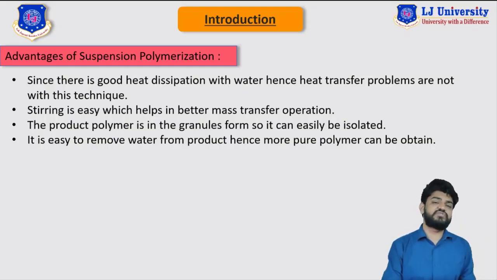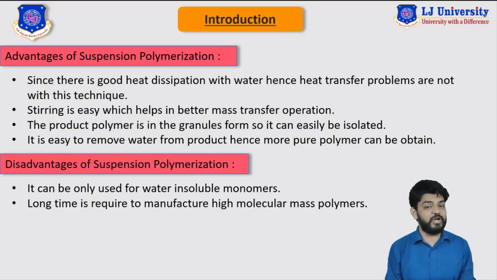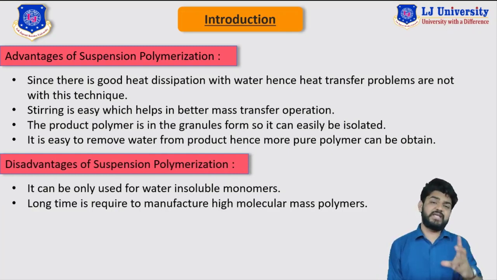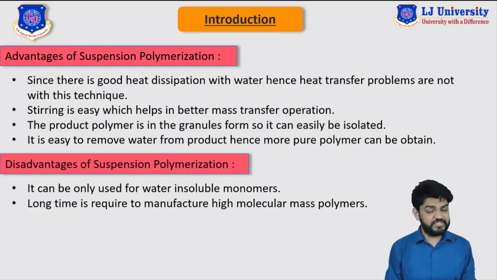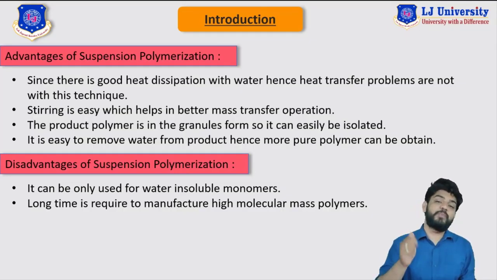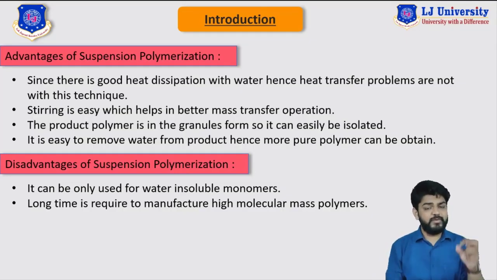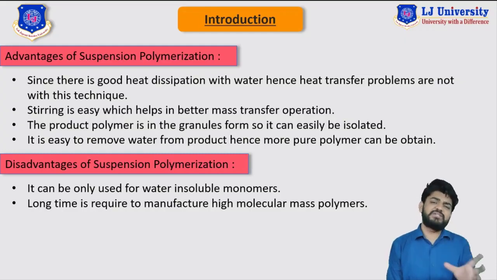Now let's quickly discuss the disadvantages of suspension polymerization. One major disadvantage is that it requires a water insoluble monomer and an insoluble initiator. Whenever your monomer is insoluble in water, only then can you use suspension polymerization. Otherwise, you have to look for another technique, right? So the major disadvantage of this polymerization is that it requires a water insoluble monomer and insoluble initiators.